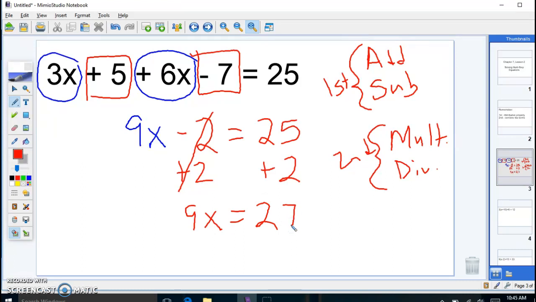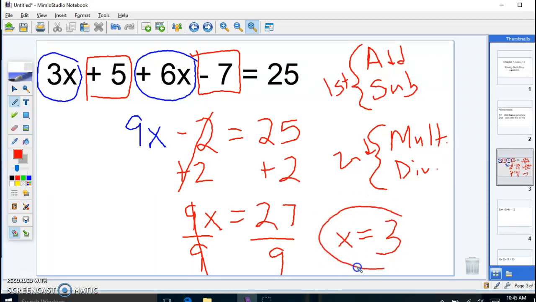Now I have a multiplication problem. It shows 9 times x. The inverse operation of multiplying by 9 is dividing by 9. So we divide both sides by 9. This cancels. 27 divided by 9 is 3. Therefore, x equals 3. Final answer.